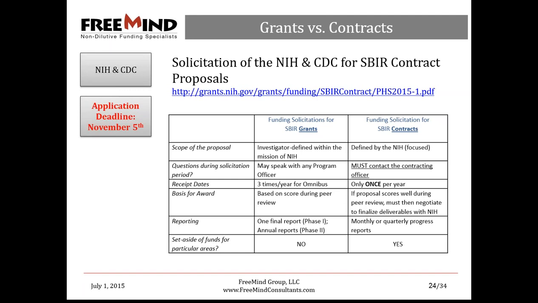As I mentioned, there are 3 deadlines a year for grants. For contracts, there is only one deadline a year, and it's usually in November. This year's contracts are actually expected to be issued very, very soon, literally within the next few weeks. So this is definitely something to keep your eyes open for. And these are great programs if you can find one that is aligned with your science, and it's definitely worth keeping your finger on the pulse and looking into this.